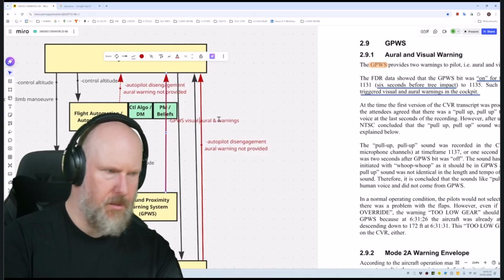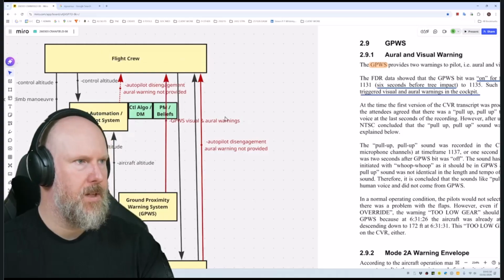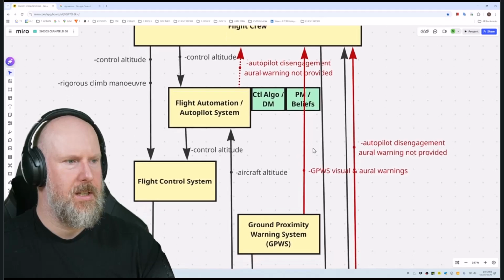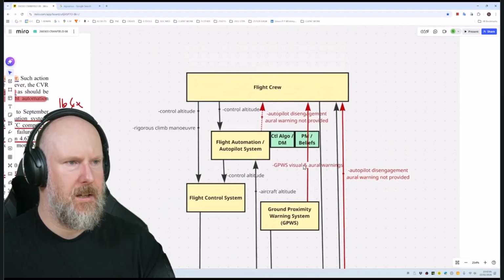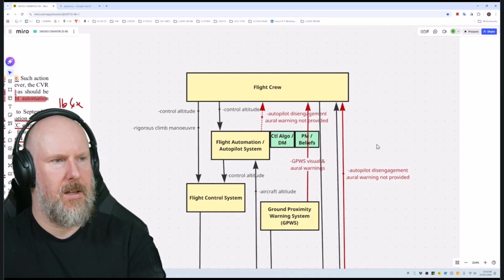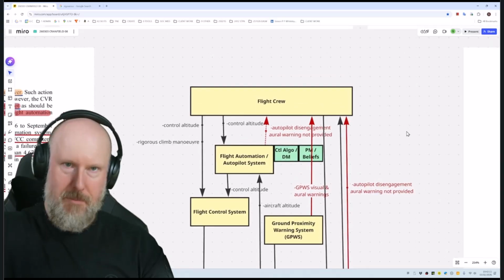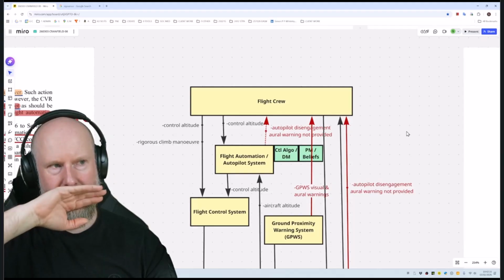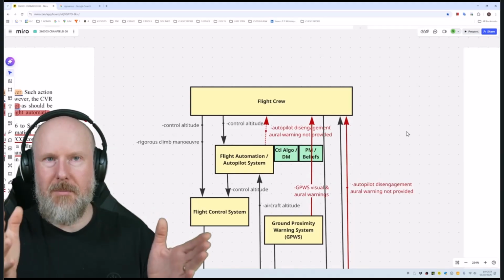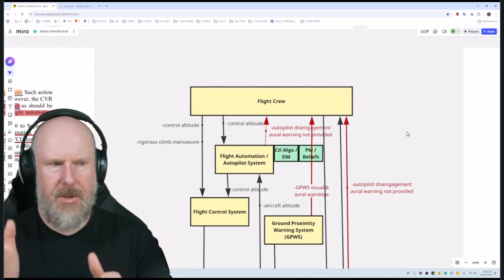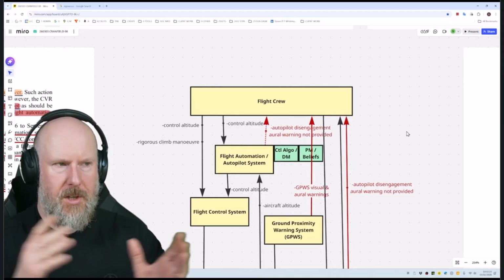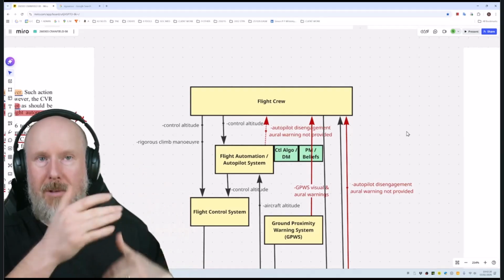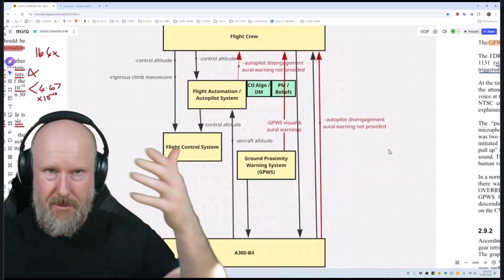Visual and oral warnings. There we go. Right, so you'll notice the way that I've modelled this, I've put a feedback arrow from the GPWS to the flight crew directly. Now, logically, from a very simple control structure perspective, we can do that. But there is the potential consideration that the feedback path is actually implemented by the aircraft itself, the aircraft human-machine interface.